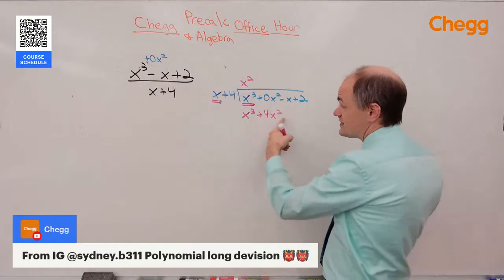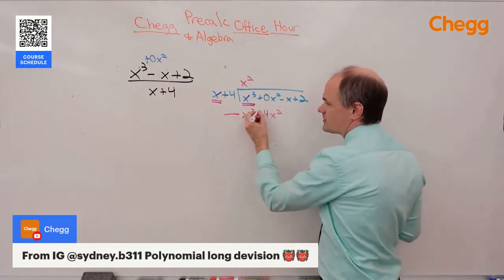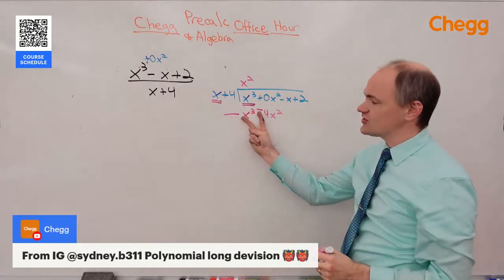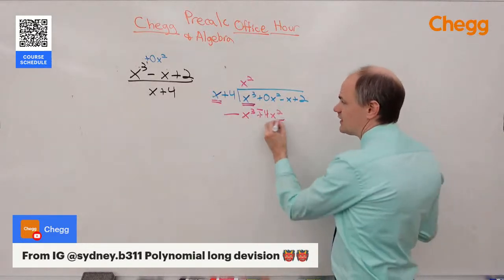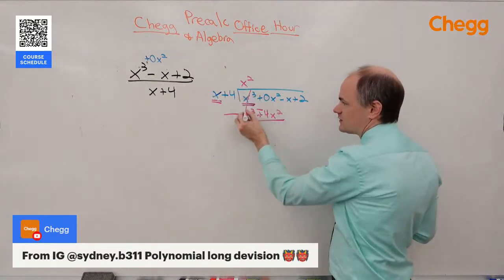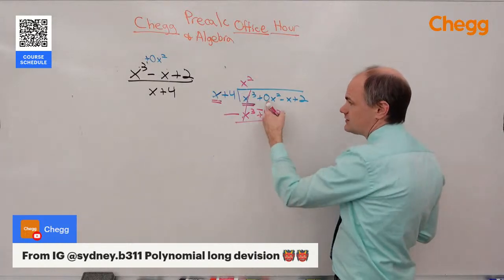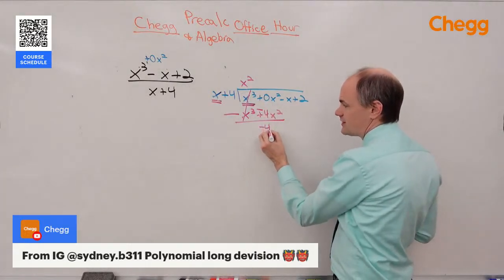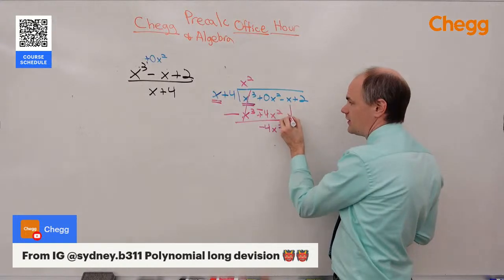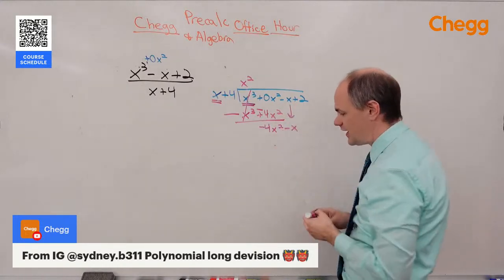Then what we do is we subtract that result. So I'm going to subtract it, which is going to change the sign on both of these, giving me x cubed minus x cubed is 0. 0x squared minus 4x squared is negative 4x squared. Bring down the next digit, which is the negative x.